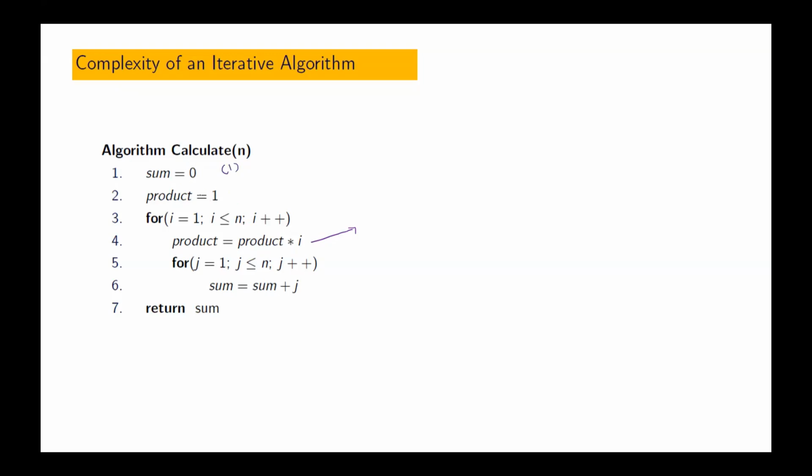How many times is product equals 1 performed? Only one time. Now, how many times is product equals product into i performed? 10 times. When i equals 1, it is performed one time. When i equals 2, one time. And when i equals 10, also one time. So this operation is performed for each value of i from 1 to n, one time. So what is this value? We know upper bound minus lower bound plus 1: n minus 1 plus 1, it is n.